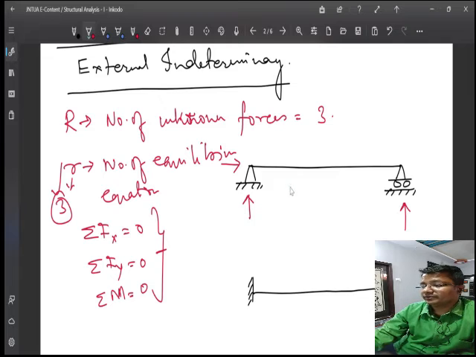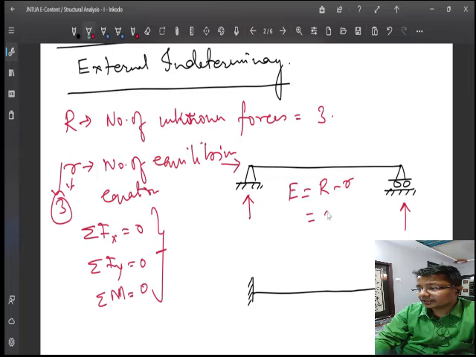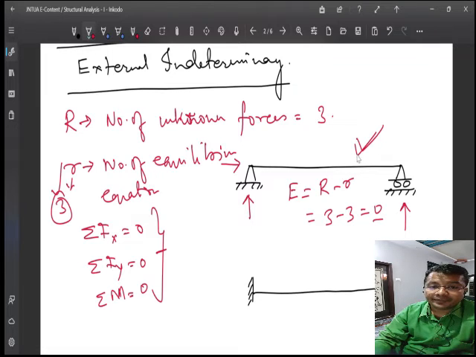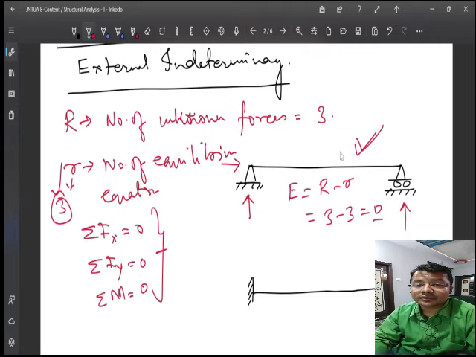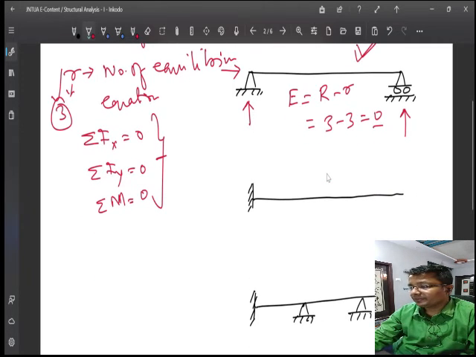Okay, so my r minus r, that is external indeterminacy, equals 3 minus 3, that becomes 0. So this simply supported beam is a determinate structure, as it doesn't have any external indeterminacy. Right? Now let's take the next example.